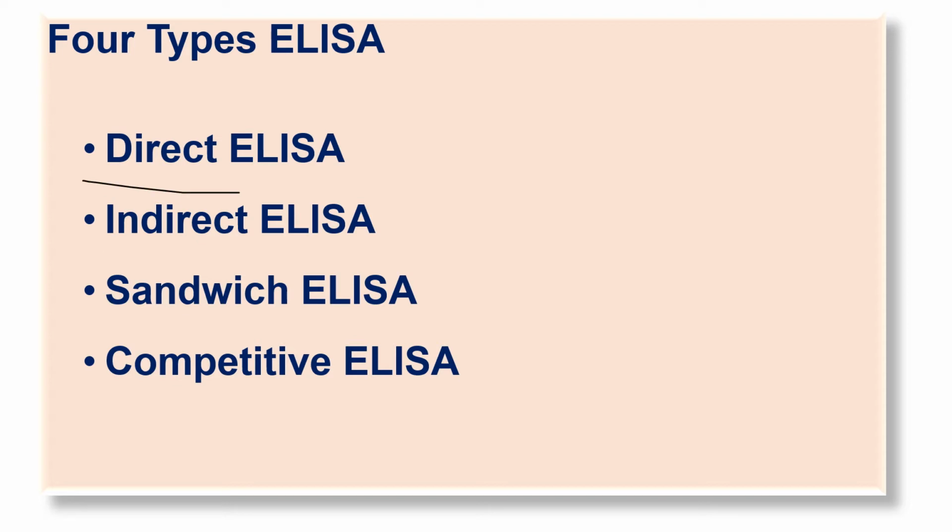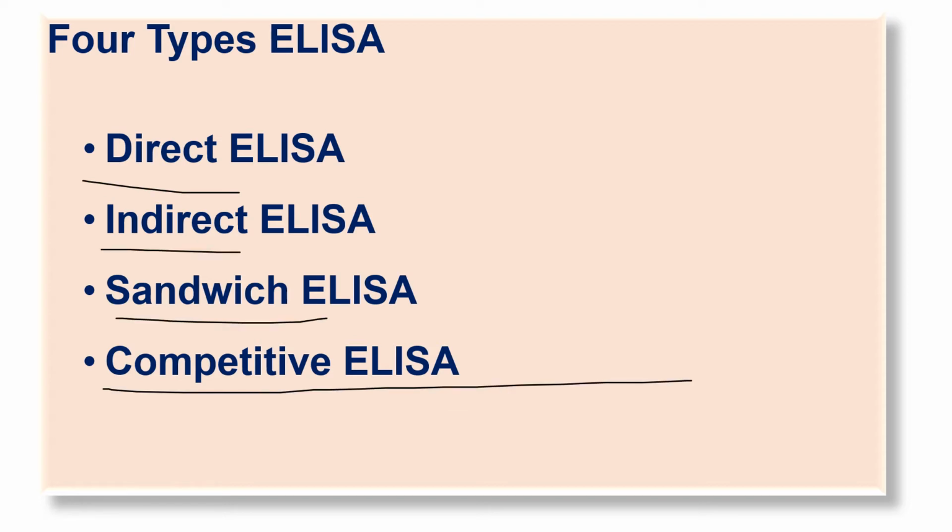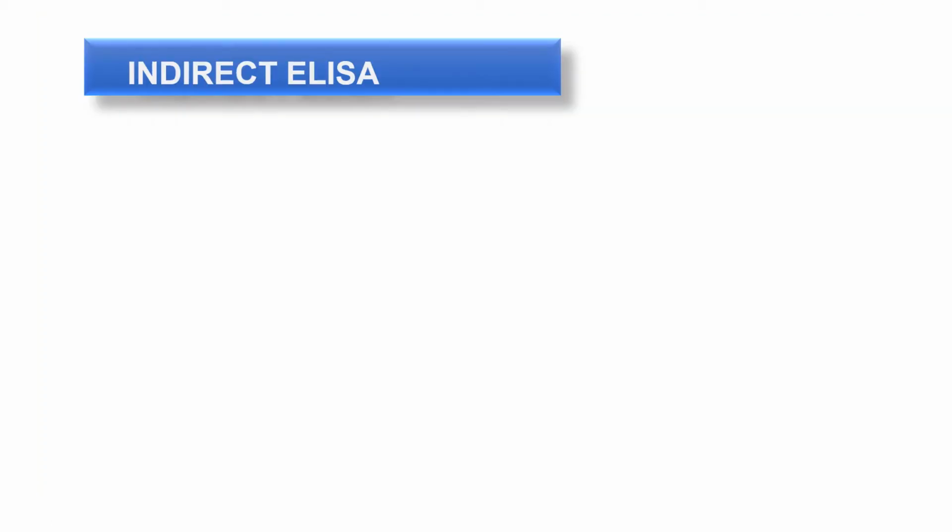Now what are the types of ELISA? Here we have 4 types: direct ELISA, indirect ELISA, sandwich ELISA, and competitive ELISA. For our convenience, first of all we will start with the indirect ELISA.